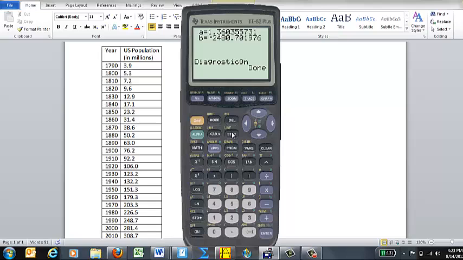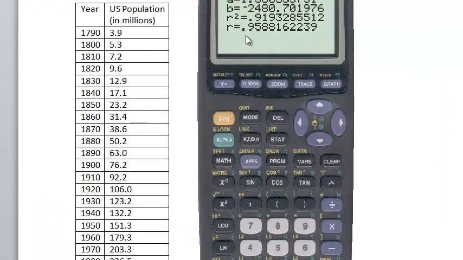So when we run the regressions in the future, by going to stat calc, number 4 is LinReg, we're going to see the same results, but we're going to have some additional information. We get this r value and the square of that value. We focus on the r value, which is called the correlation coefficient, telling you the strength of the relationship between your two variables, years and population in this example.